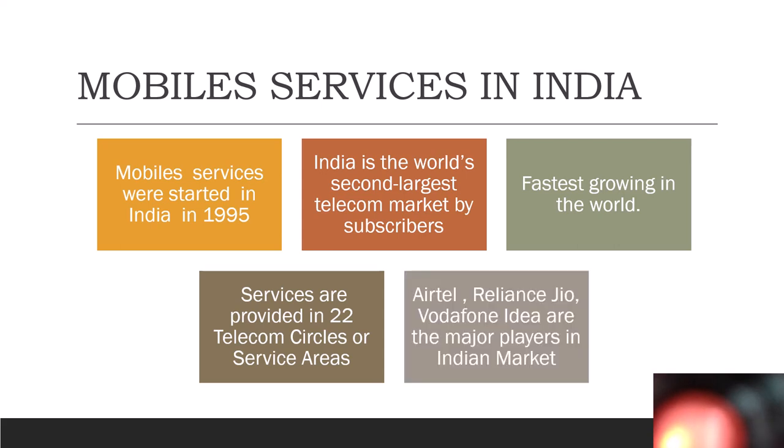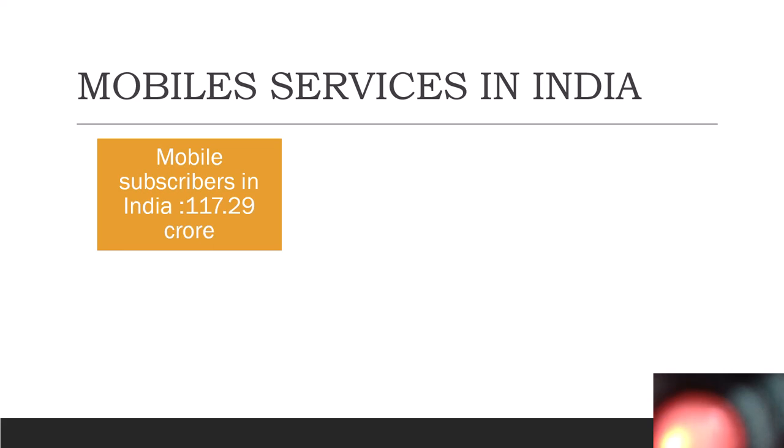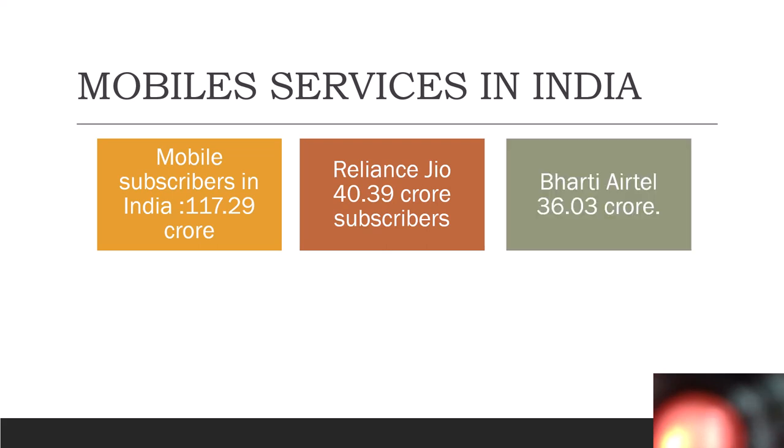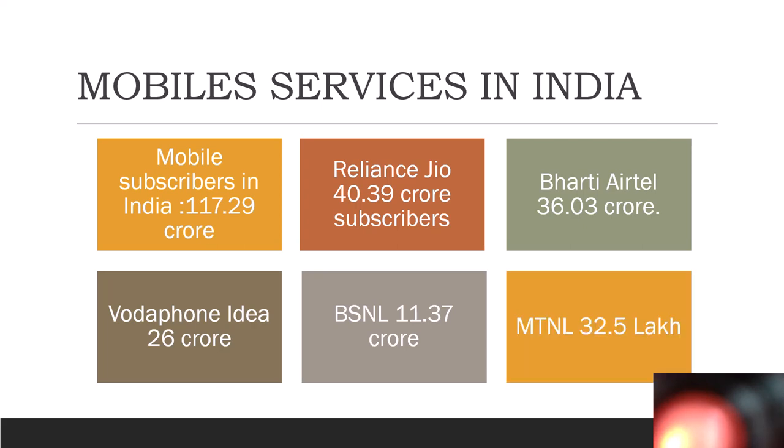Then, Airtel, Reliance Jio, Vodafone Idea are the major players in the market. These are the three major players, MTNL being very small, and BSNL also not a big one. So, mobile subscribers in the last quarter, the second quarter of the year: as of today, there are 117 crore people who own a mobile or are on a mobile network in India. Reliance has 40 crores, Bharti 36, Vodafone 26 crores and BSNL 11 crores. MTNL only 32 lakhs. So this is the split of the total number of subscribers.